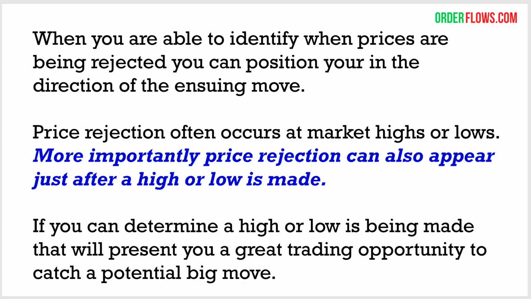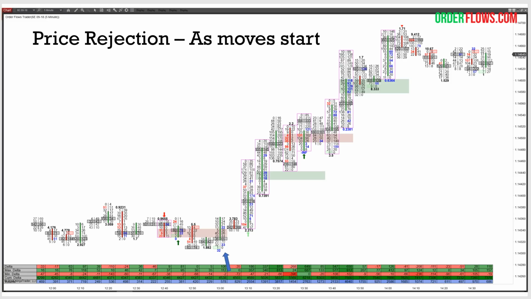As the market is moving in a direction, you see signs in the volume that it's rejecting lower prices if a market is moving up, or if a market's moving down, you can see there's times where it's rejecting the higher prices when it tries to come back. So if you can determine a higher low is being made, that's going to present you a great trading opportunity to catch a potential big move. That's what we all want to do. We want to catch big moves. So price rejection as moves start.